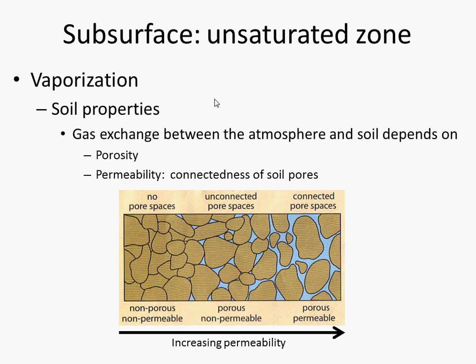Okay, so other things impact whether or not a chemical ends up in the air. It's not just the properties of the chemical, it's also the properties of the soil. Things that we've already talked about matter, like porosity, how much pore space there is, and permeability, how connected those soil pores are. That's going to matter for whether or not a chemical can travel out of the soil and into the atmosphere. It needs connected pores to do that.